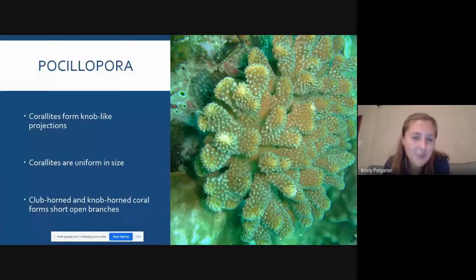Cool, so our next one is Pocillopora. This is our knob horned coral or club horned coral. You can see it looks quite similar to Acropora, but they don't have that enlarged terminal polyp. All the polyps are the same size as each other. There's no ones that are bigger than the rest. They're all uniform in size, and these guys don't tend to form those branching colonies like Acropora does. These ones are more those knob-shaped projections.